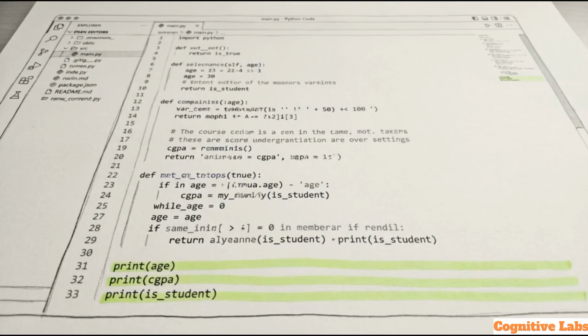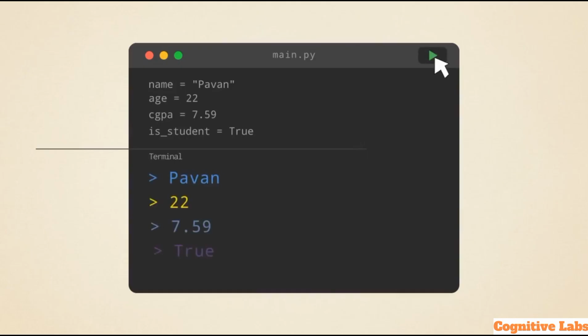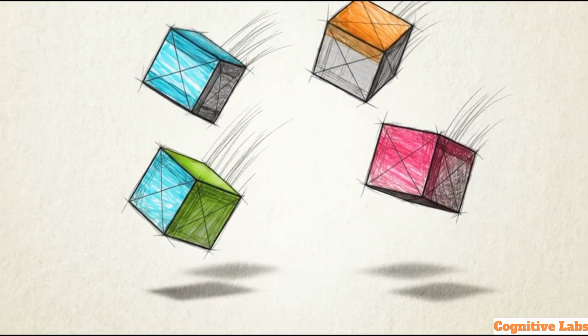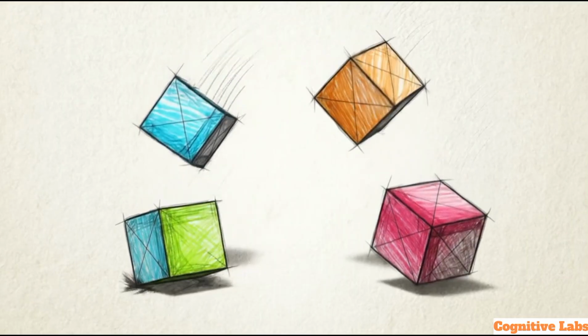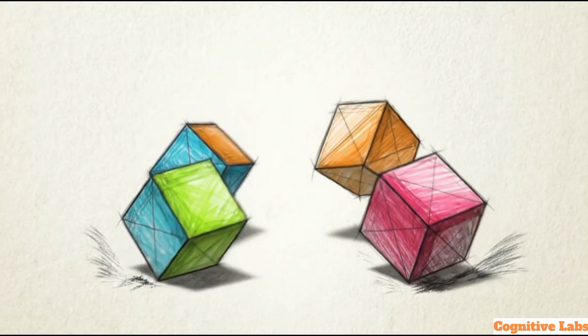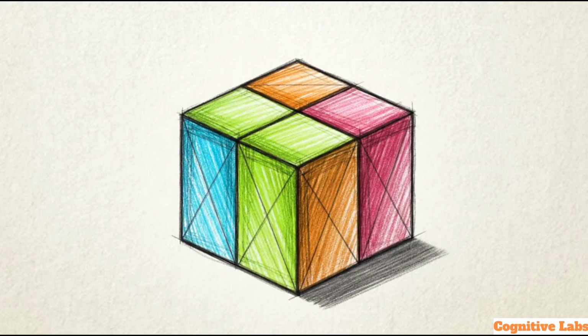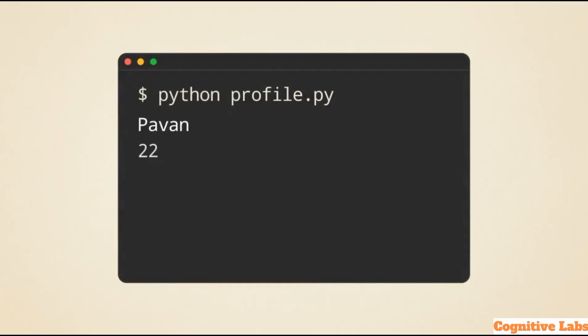To complete your script, write out 3 new print commands corresponding to the age, CGPA, and student status variables you just created. Hit the Run button to generate your total profile. Strings, integers, floats, and Booleans. These 4 specific data types are the universal building blocks capable of representing almost any attribute in modern software. Looking at the terminal, you can see all 4 values printed in order. You have successfully built a functioning digital profile.